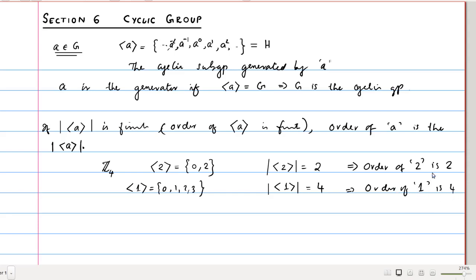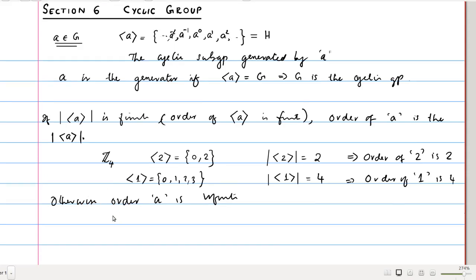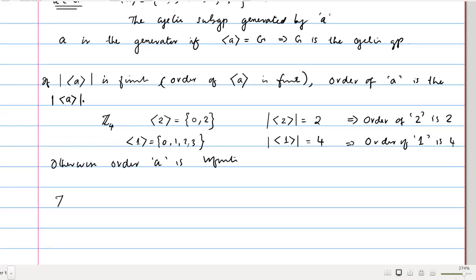So the order of an element is defined to be the cardinality of the cyclic subgroup generated by that element, if that subgroup is finite. Otherwise, if the cyclic subgroup generated by a contains infinitely many elements, then the order of that element is infinite. For example, consider Z, the set of all integers.